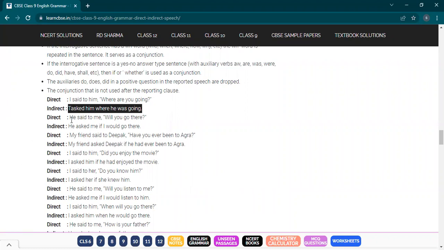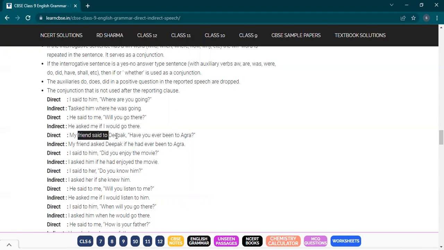Now see the second question. He said to me, will you go there? What will its answer be? Yes or no. So, he asked me if I would go there. If or whether, both are correct; you can put either whether or if, but it should be there. He asked me if. Since the question is posed to you, the pronoun changes. Will changes to would. You have to make it a statement only, not a question. Full stop. He asked me if I would go there.